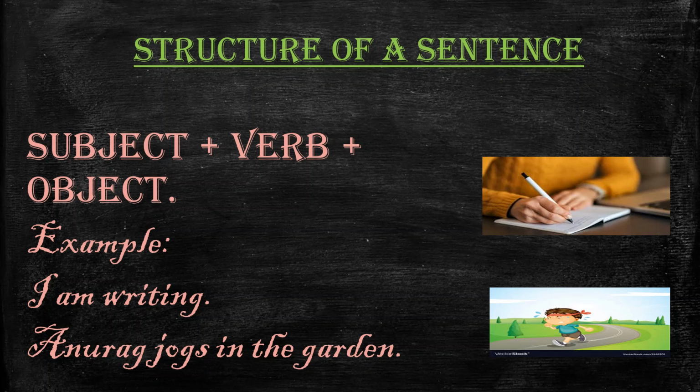But children, we should also know that there are some sentences which do not contain an object. For example, I am writing. Here, I is the subject and writing is the verb, that is the work done. But we do interpret the meaning that someone is writing. So it does not have an object, but it is also a complete sentence.